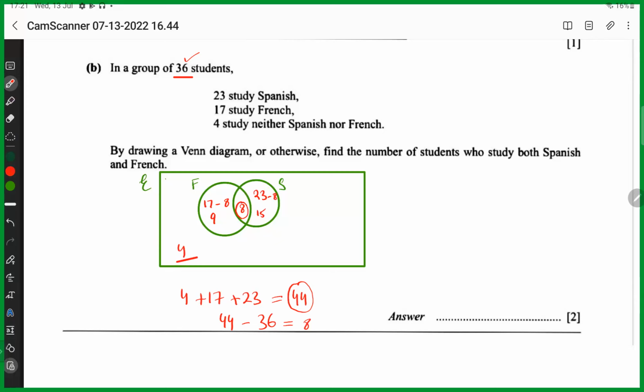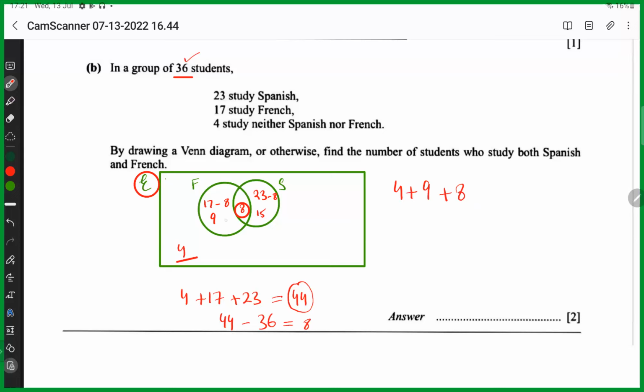Why? Let me just explain this again. Okay. What do we know? Total number is 36. So when you add all the contents of the universal set, it should give you 36. Okay. Now let's see if it's giving us 36 or not. We have 4. We have 9 taking French. We have 8 who are taking both French and Spanish.